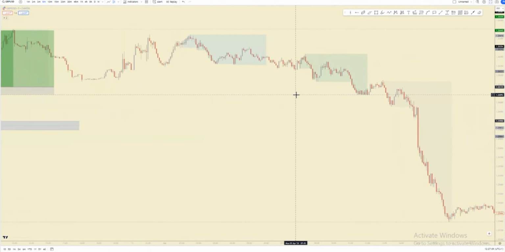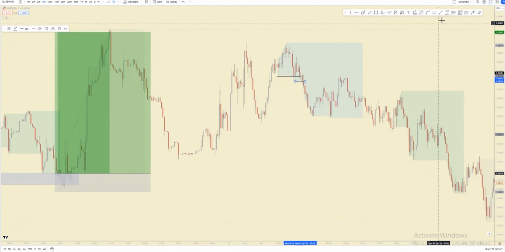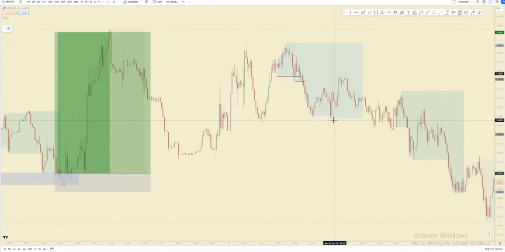Okay. What do you think Asia was doing here? It's hard to say, but probably consolidating, or not consolidating, trending. Asia is trending because it made this low first and then broke it right there, and then broke this one again. And then right at London, this was broken.